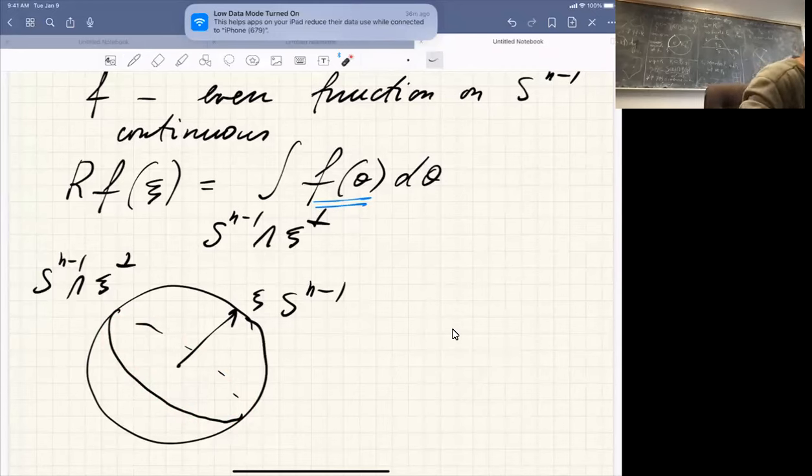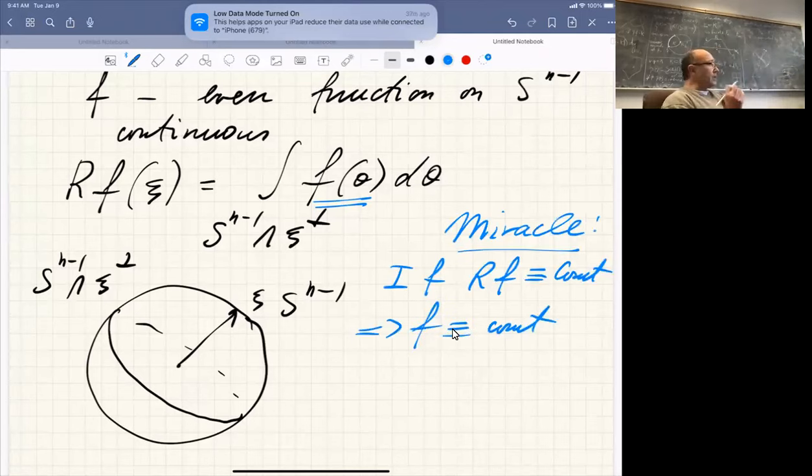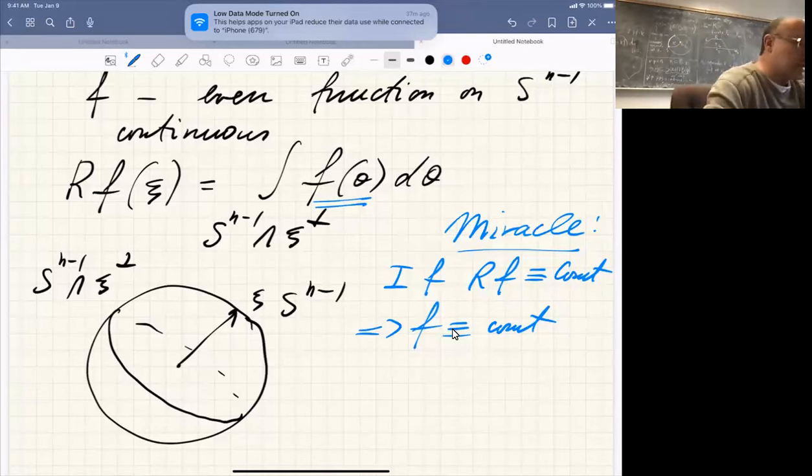Now there is this miracle that is well known in harmonic analysis. If f is even, and if Rf is identically constant, then f is identically constant. So this is the miracle. This miracle we are going to use. This is the same thing as to say that if all Fourier coefficients of the given continuous function are zero, then the function is zero. This is the same sort of thing if you write it in terms of spherical harmonics. But let's use it as a certain black box, a well-known thing. Okay, if you have this, we are done.